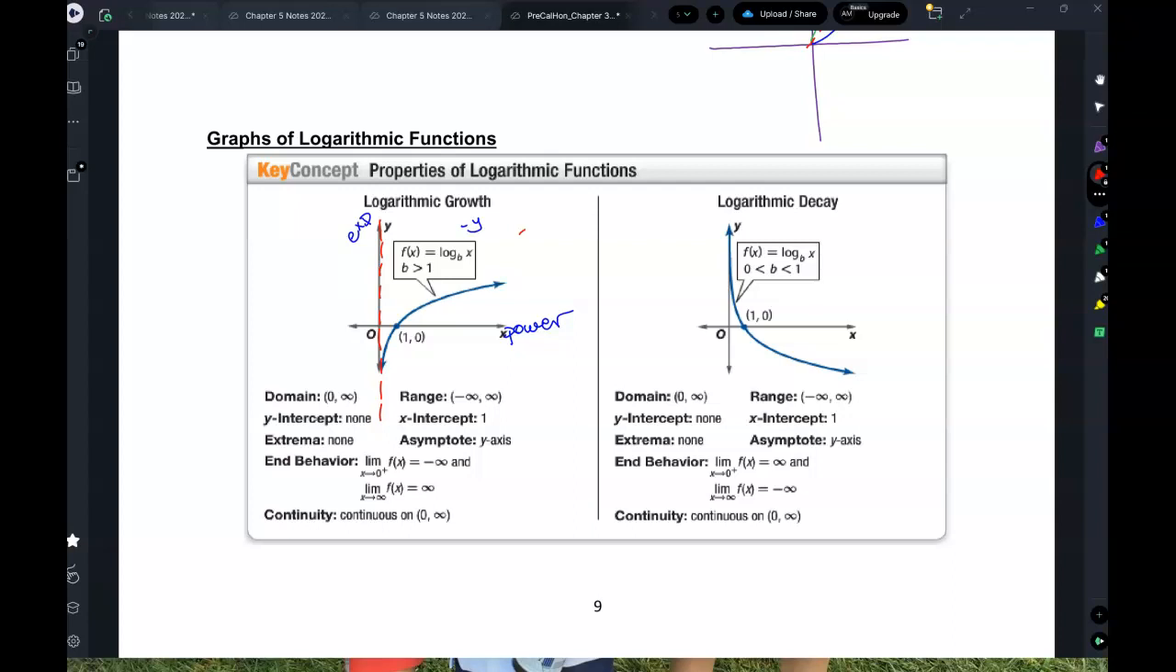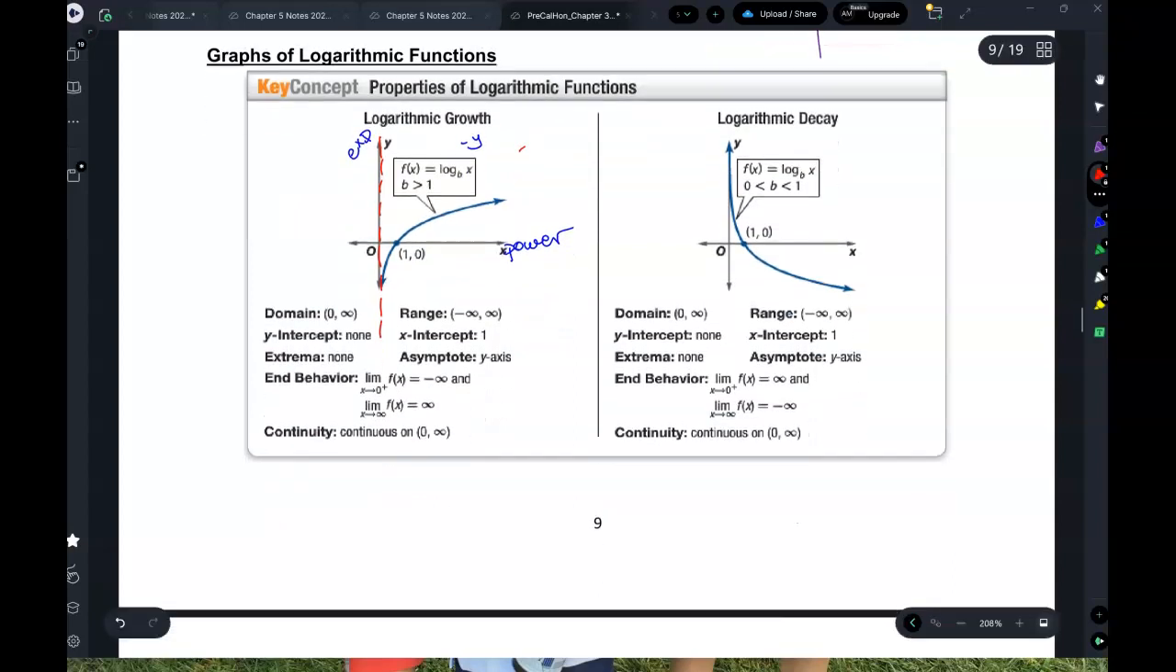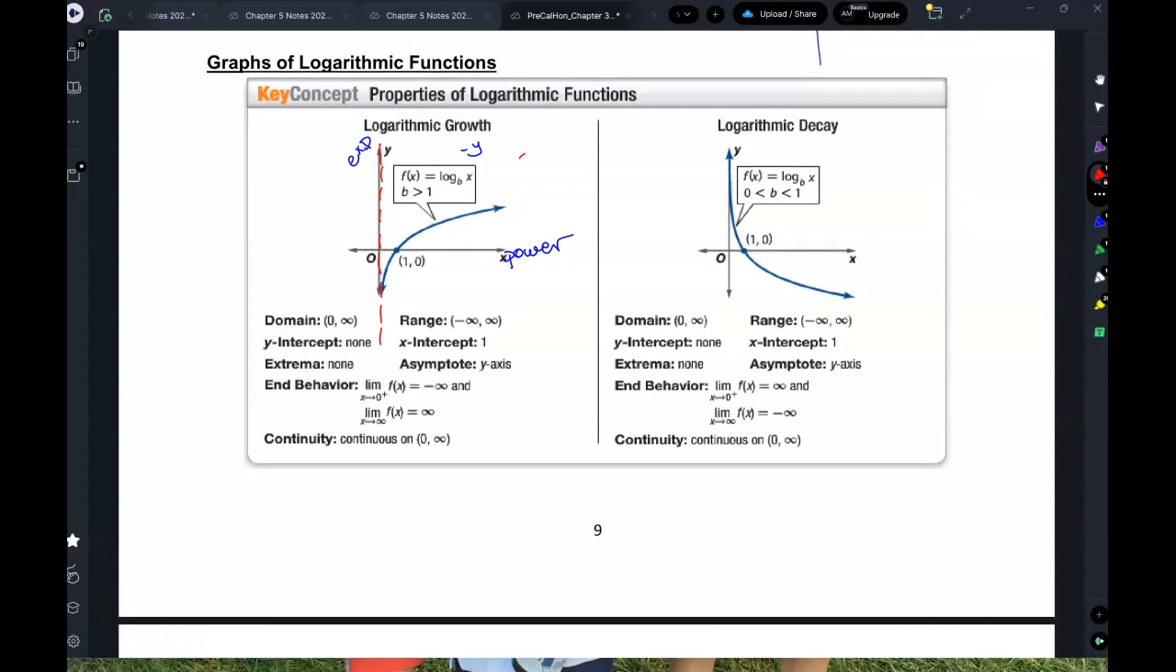Okay? All right. So, sorry, this is logarithmic growth. And then this is logarithmic decay. All right? Okay. So, for logarithmic growth, graph goes away from the vertical asymptote. Okay? So like that way.